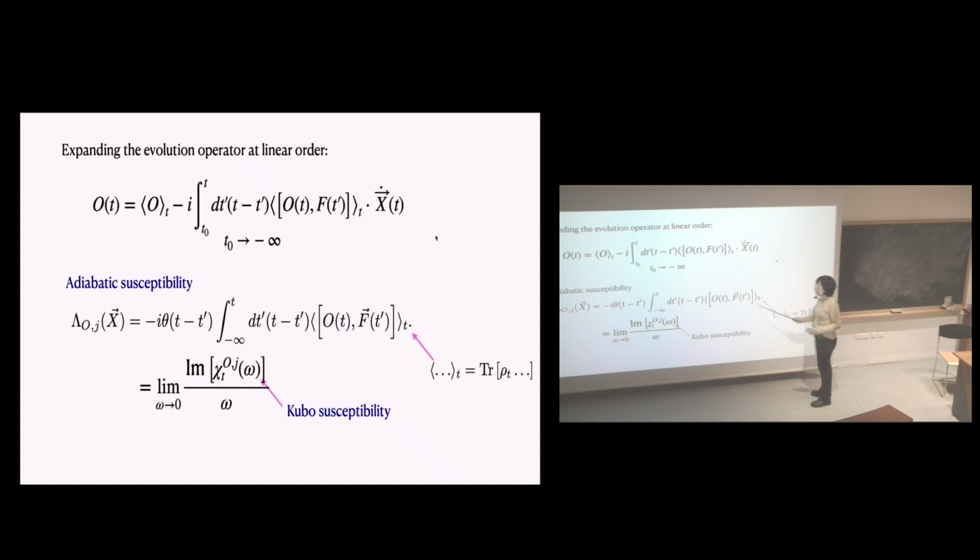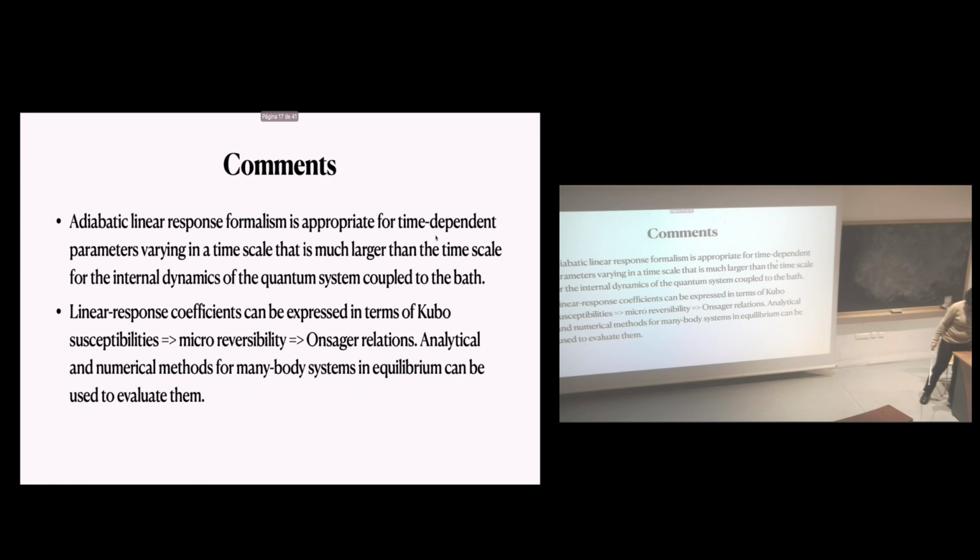If we introduce the Fourier representation here, it is quite simple to prove that the relation between this susceptibility and the Kubo susceptibility is this one. This is the usual Kubo susceptibility, this is the imaginary time, and this limit at omega going to 0 gives us the adiabatic susceptibility. Okay, so we have this linear expansion.